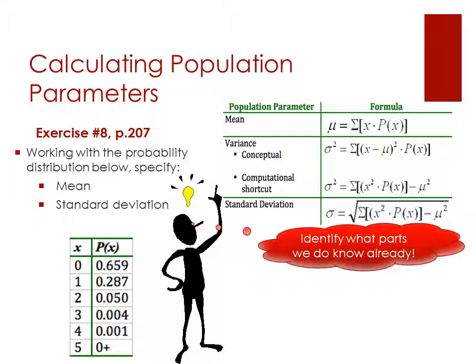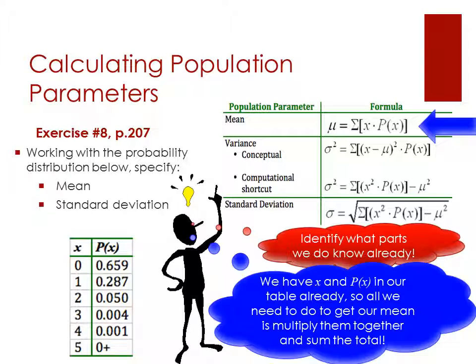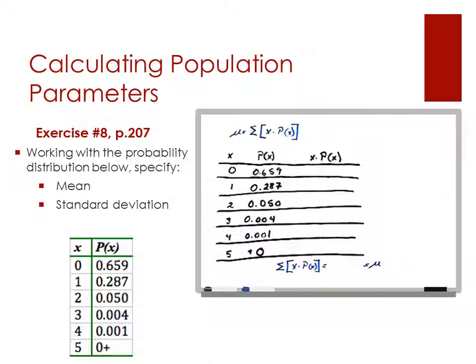So the first part to get started when you have a new formula is identify what parts we already know from the formula. We can see that we have our x and our p of x in our table already, so the only thing we need to do to get our mu is to multiply them together and sum the total. So you should be setting up a table similar to what we've done before. You should get something that looks like this. So you've got your x, your p of x columns, and then you need to do your x times p of x, and then sum those up to get your mu. Pause the video here for a moment, go through and do those calculations, and then when you've completed them, turn the video back on to proceed and check your work.